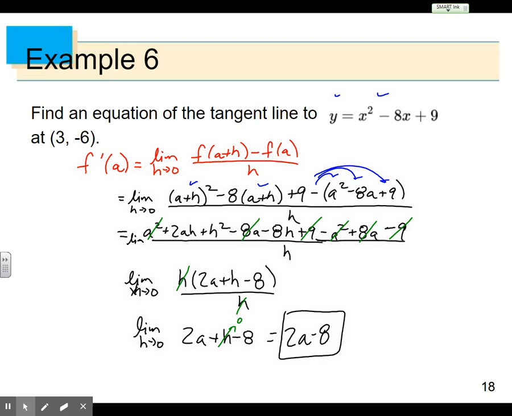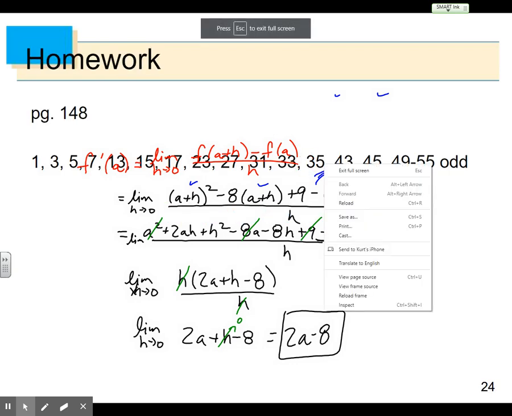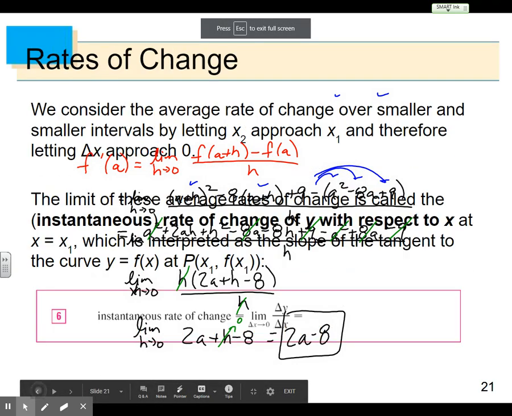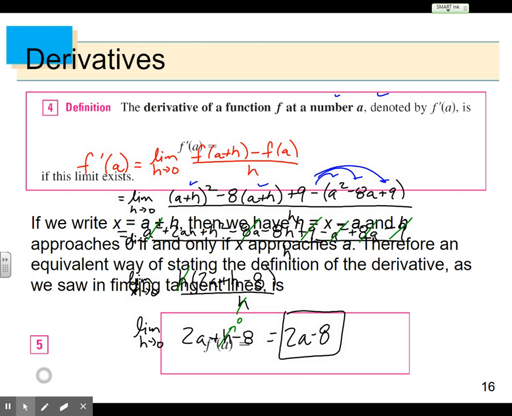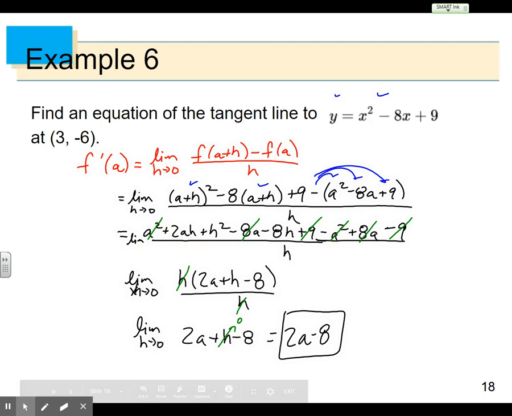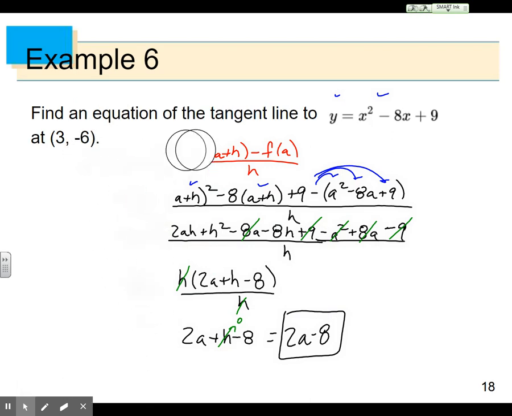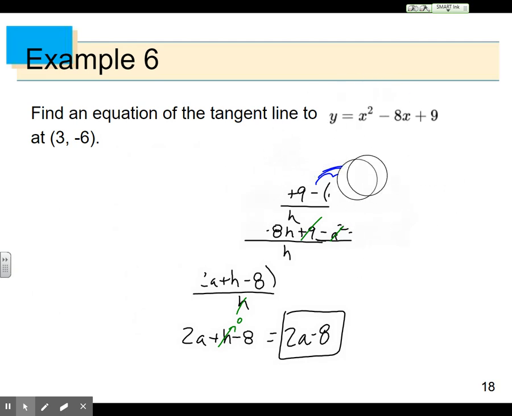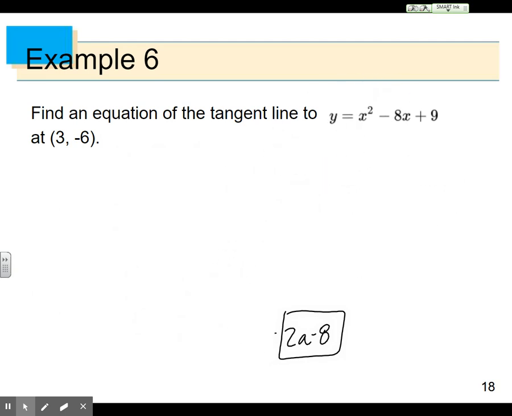Okay, what if I'm wanting an equation to the tangent line? Oh goodness, I went straight to the end, didn't I? Is this where we are? The derivative, we're past that. We're there. Equation to the tangent line. So on this curve, x squared minus 8x plus 9, it touches the point 3, negative 6. And so again, remember, this is my a right here. So to find the slope of it, I just have to plug it into my derivative.